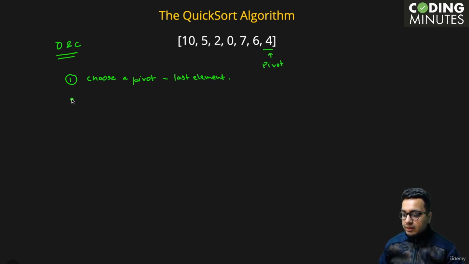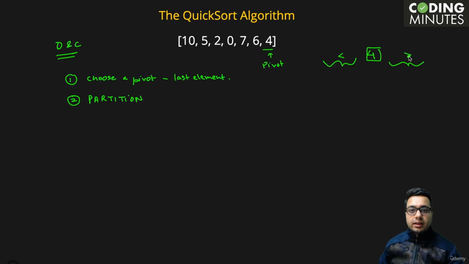Okay, the next step is the partition step. It's the most important part of quicksort. So in this step, you try to partition your array into 2 parts. Okay, so you will say, okay, I have a 4, I will put all the elements which are less than 4 in one part and all the elements which are greater than 4 in another part, and 4 will be in the correct position. Okay, 4 will be in the correct position.